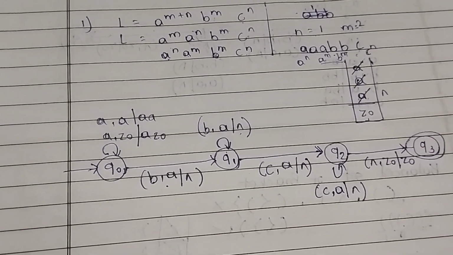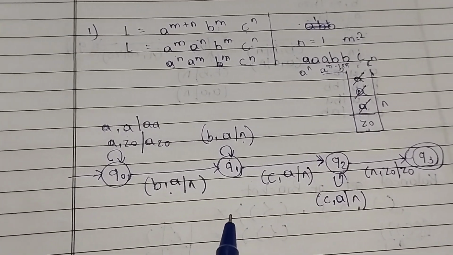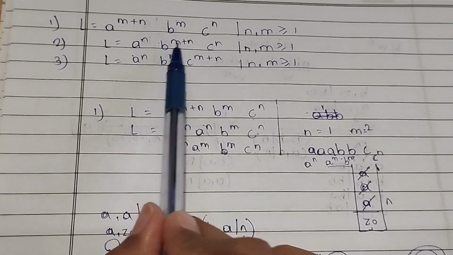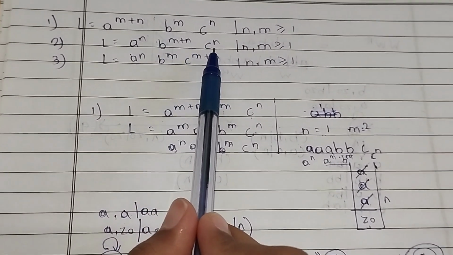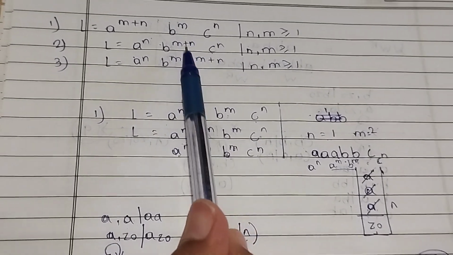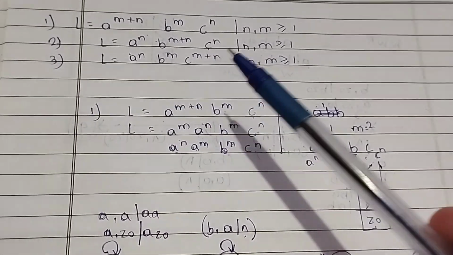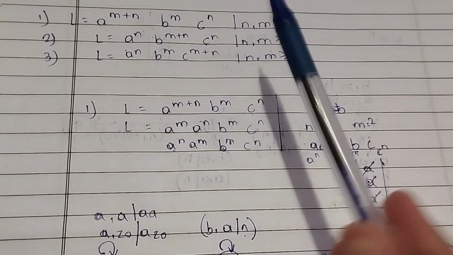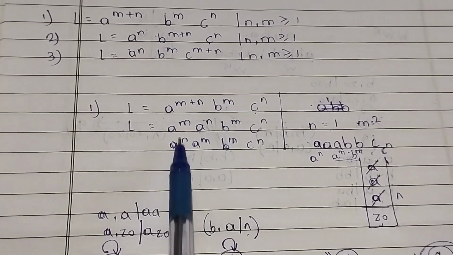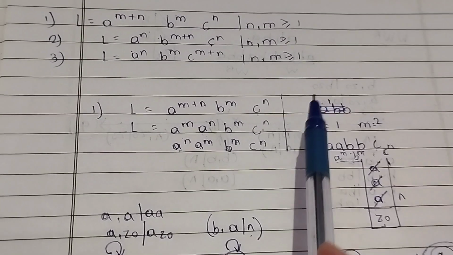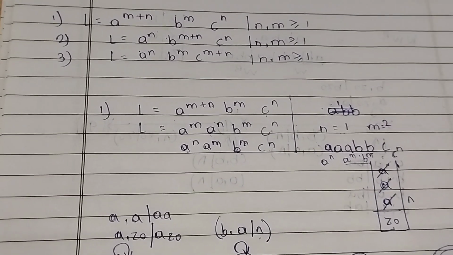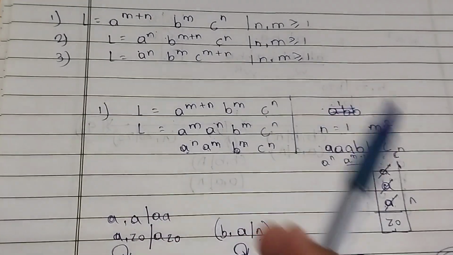Now we see the second equation. The second language is a raised to n, b raised to m plus n, and c raised to n. Now I request you to first try from your side how to solve this complex equation in a simple way. Try this, and if it does not work out, then we will see how we solve this complex equation.